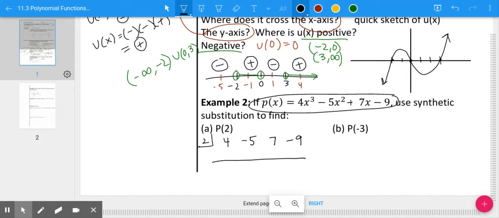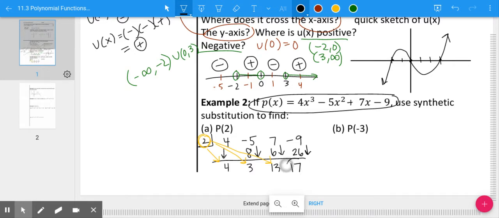To do synthetic substitution, what you do is you add down, so 4 and nothing is 4, and then you multiply back to the original. 4 times 2 is 8, and it goes in the next column. Continue. Add down to get a 3. 2 times 3 is 6. That goes in the next column. Add down to get a 13. 2 times 13 is 26. Add down to get a 17.